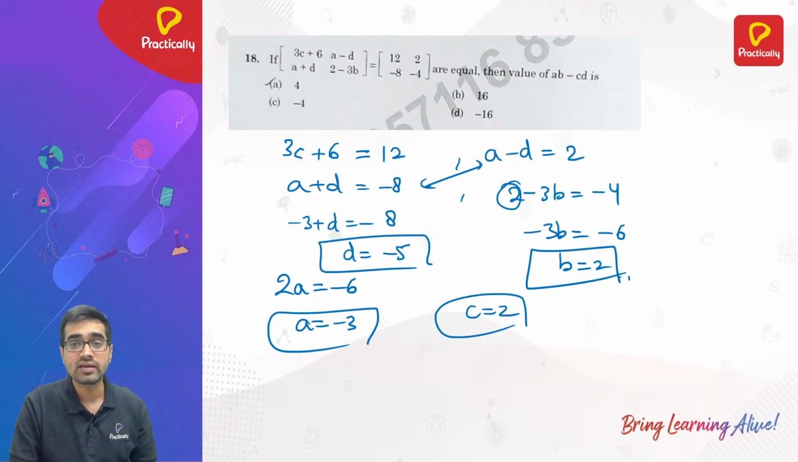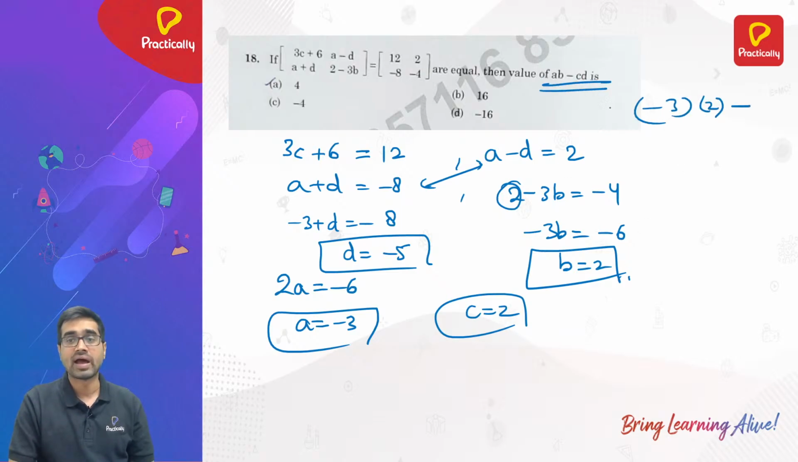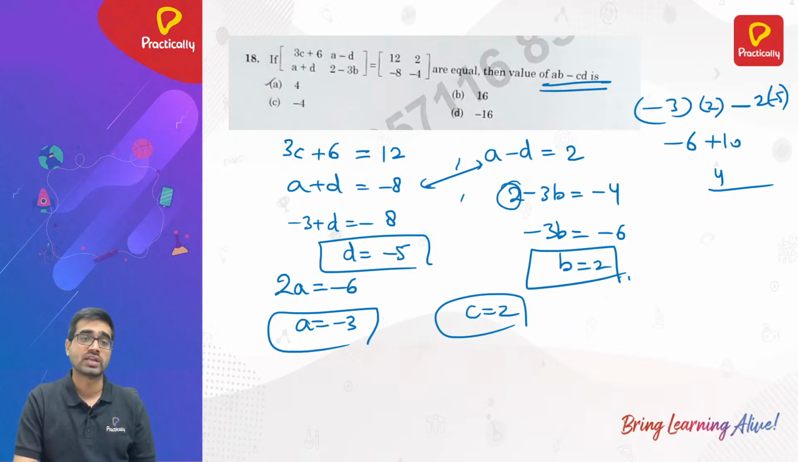I've got a, b, c, d. I have to find the value of ab, which is minus 3 times 2, minus cd, which is 2 times minus 5. So I get minus 6 plus 10, which is 4. So option A is right. Done.